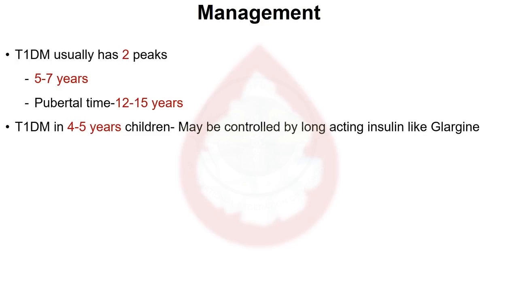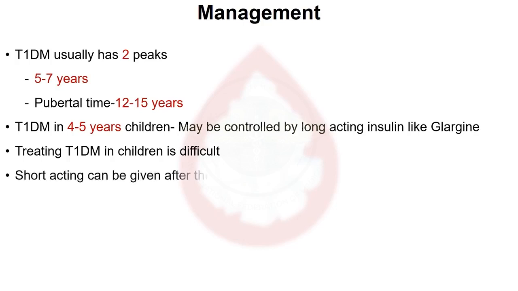Remember, treating type 1 diabetes in children is very difficult. The usual teaching is that you have to give short acting insulin before meals, but in a child you don't know how much the child is going to eat. So you give the insulin, the child does not eat, and it will be a problem. So this is one place where you are justified to give short acting insulin even after the child eats, because you are unsure of the amount of food the child is going to eat.